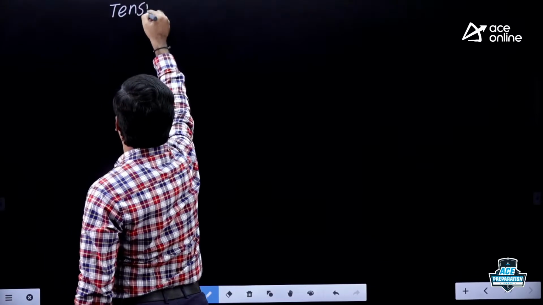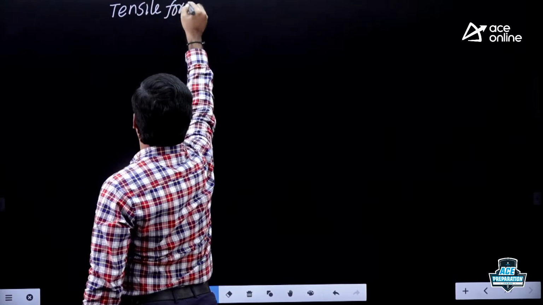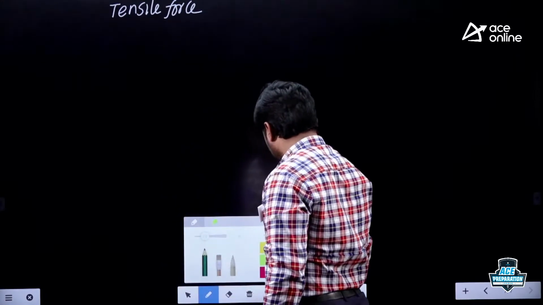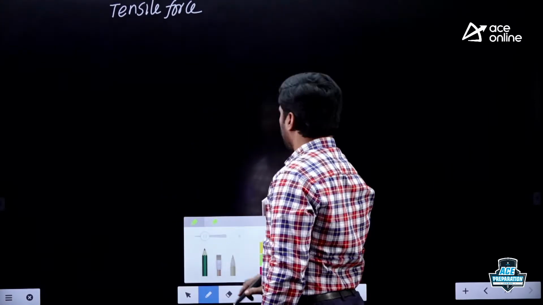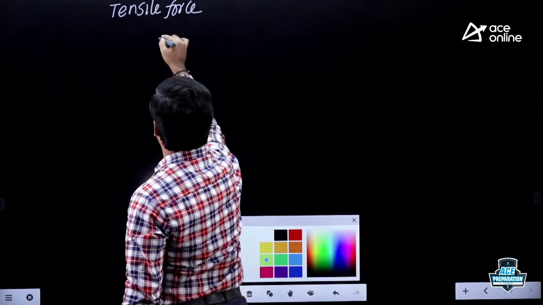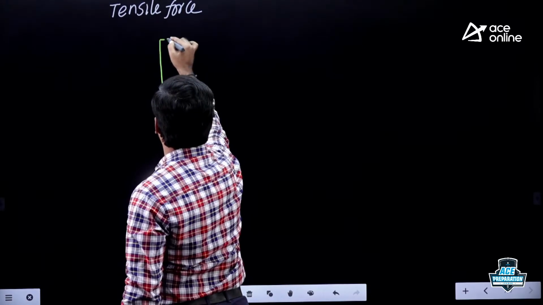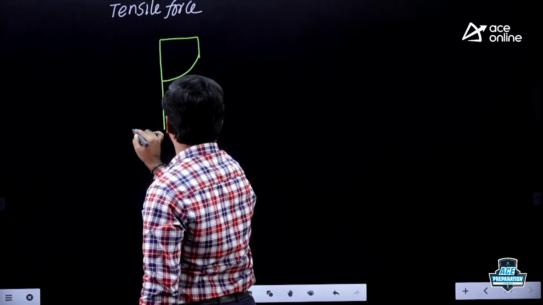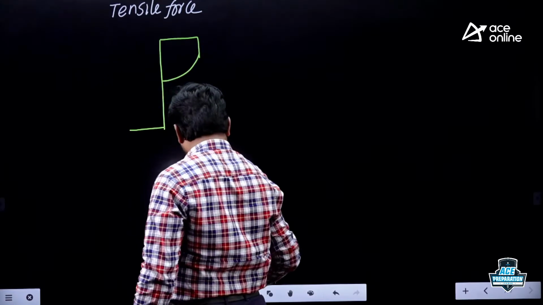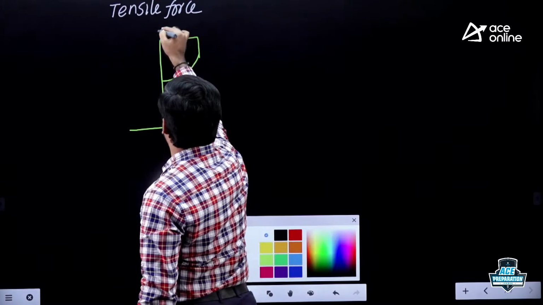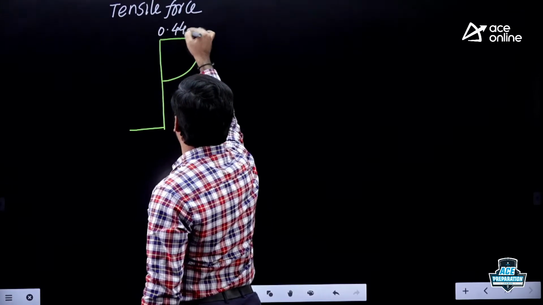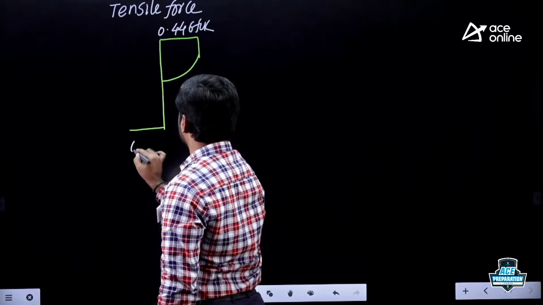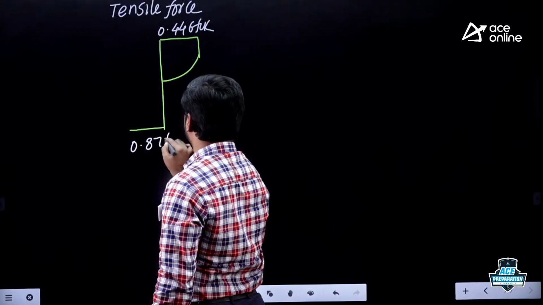Tensile force I want. You know the stress diagram? The stress diagram for a singly reinforced beam in the limit state method looks like this. This is the stress diagram, right? The design strength of concrete is 0.446 fck and the design strength of steel is 0.87 fy.